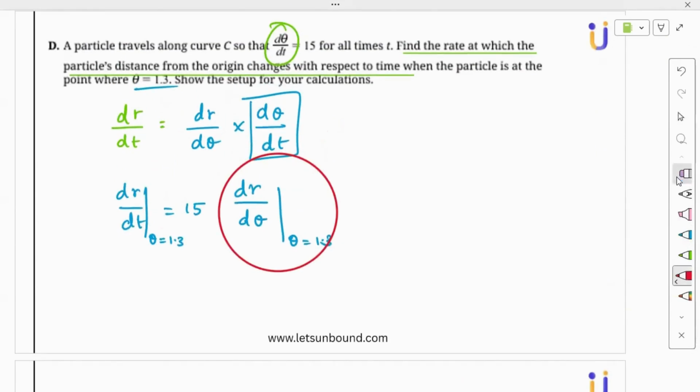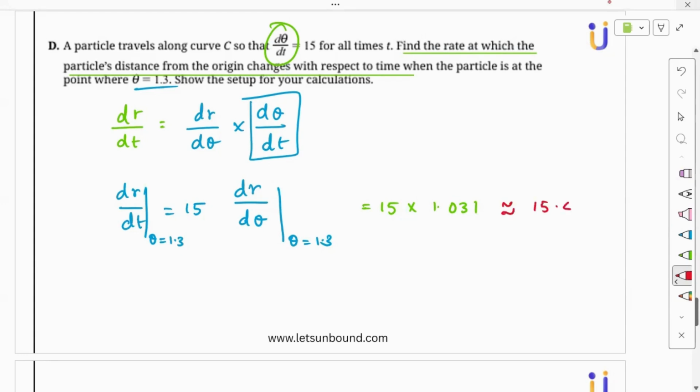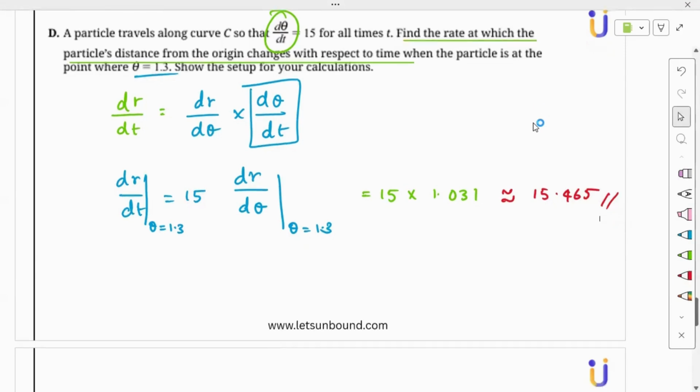So here we go. It's 15 times 1.031. Basic multiplication in calculators. I'm not doing this, sharing a different screen, right? Okay, here we go. So this is approximately, you will get 15.465. Go for 3 decimal places approximation. That's it. So we found the rate of change of the particle's distance from the origin when the particle is at the point theta is 1.3. This is the rate of change. Right, that's the wrap for FRQ2 from the AP Calculus BC.